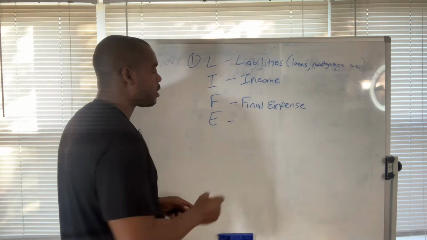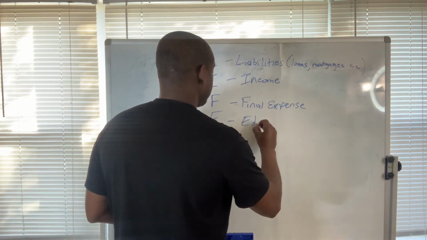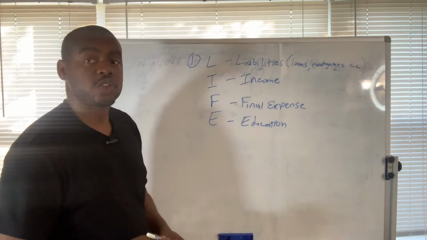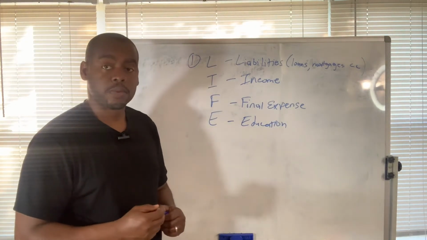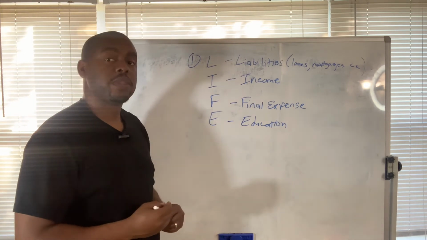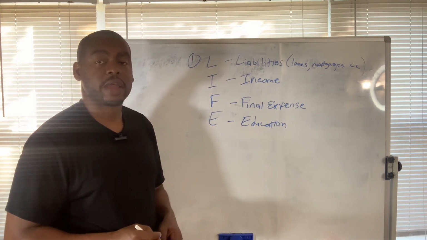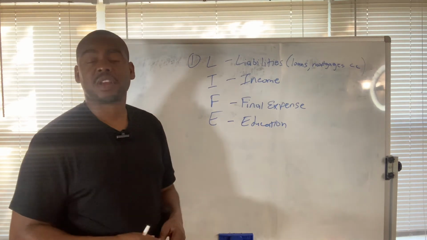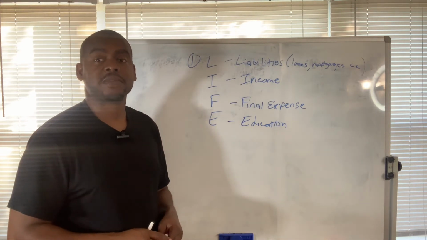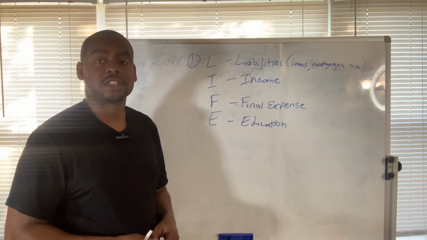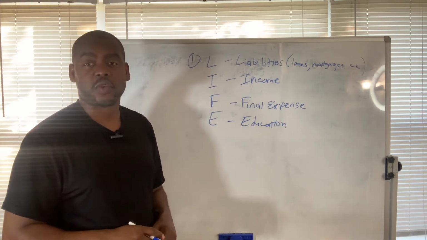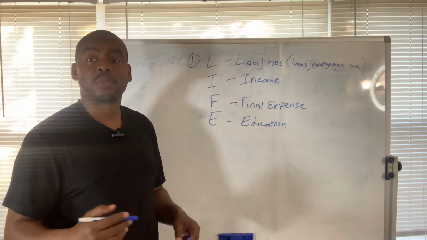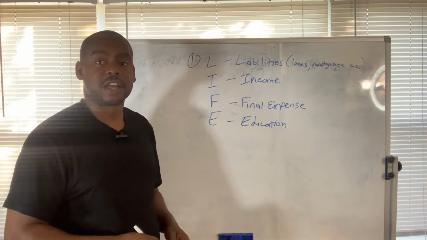Next is education. Most parents do want to help their children with education. So this is a way to figure out the average amount for education these days. For 4-year colleges it's about 100,000 for 4 years, so 25,000 a year. So if you have 2 children, that will be 200,000 that you want to put aside for it.